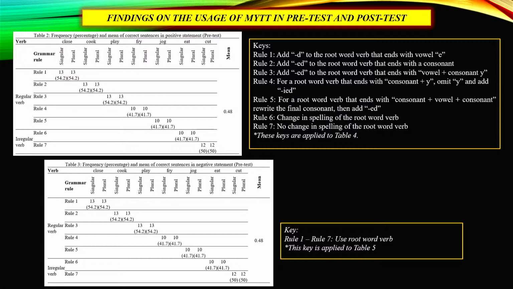All right? Okay, and then we look at table 3, frequency, percentage, and mean of correct sentences in negative statement. Yes, we do have the positive statement in English. Okay, we have negative statement. So very, very simple negative statement. For simple past tense, we just add did not. All right? Okay, the rules are presented there. Give you some time to look at it.